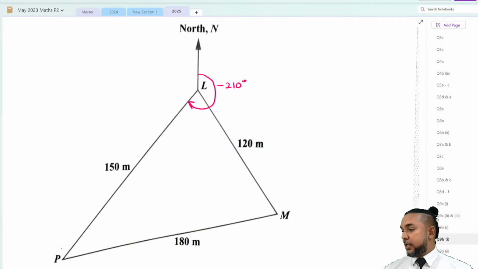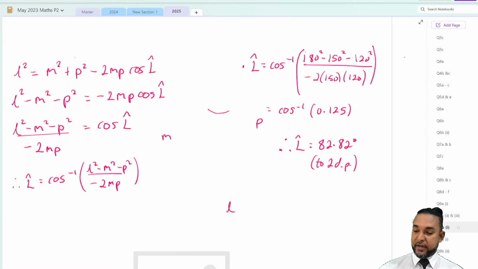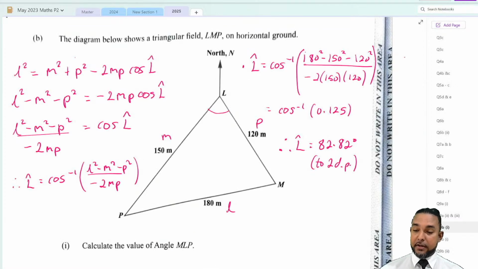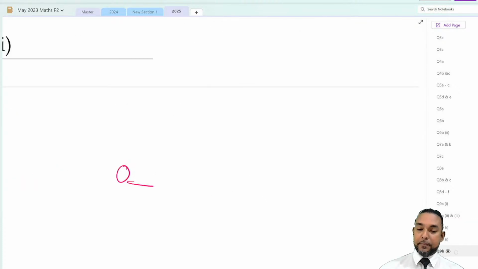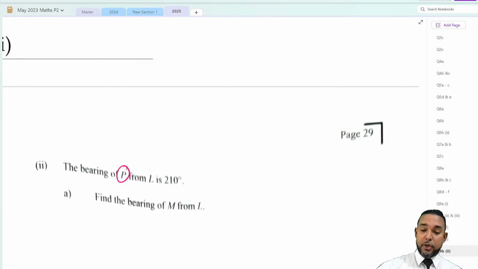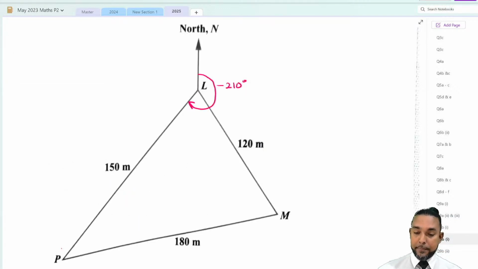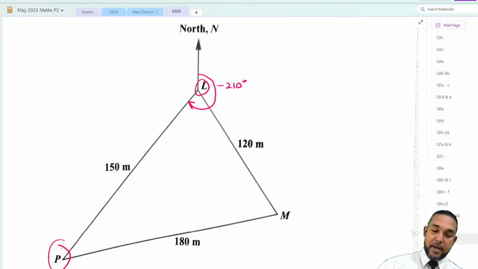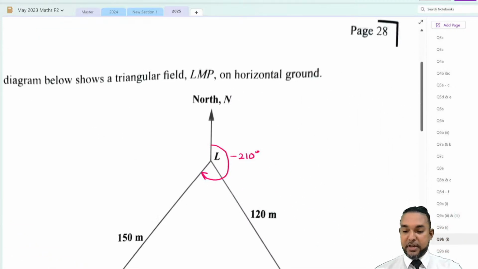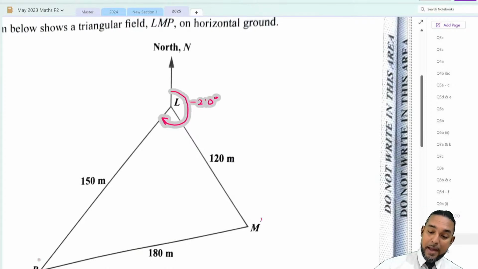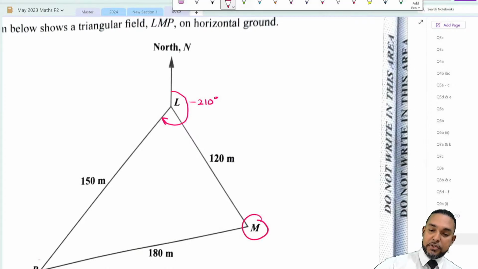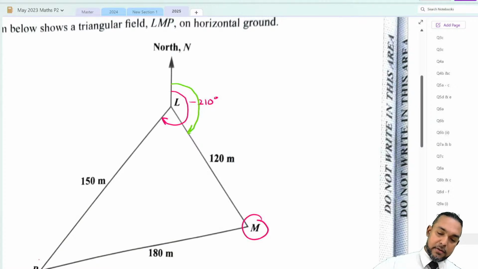How are you doing? We are trying to finish up the May 2023 paper. We started just by going over the last thing we did on Monday, which was to find the angle L. Now they want us to find the bearing of M from L, given that the bearing of P from L is 210. So we did a diagram here. The bearing of P from L is 210, and they want the bearing of M from L, which would be just this angle here.